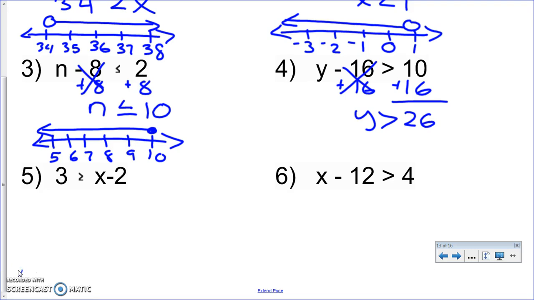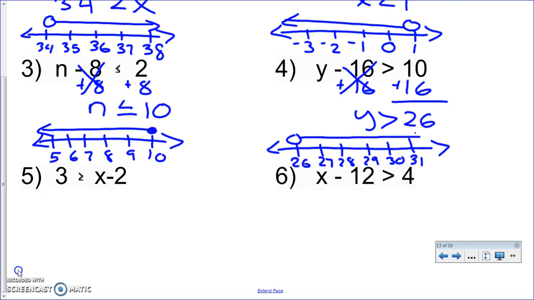So that gives us y is greater than 26. So now we're going to draw our number line and graph it. Y is greater than 26, so the arrow goes to the right, and it's not equal to, so we have an open circle. For 5, we have 3 is greater than or equal to x minus 2.